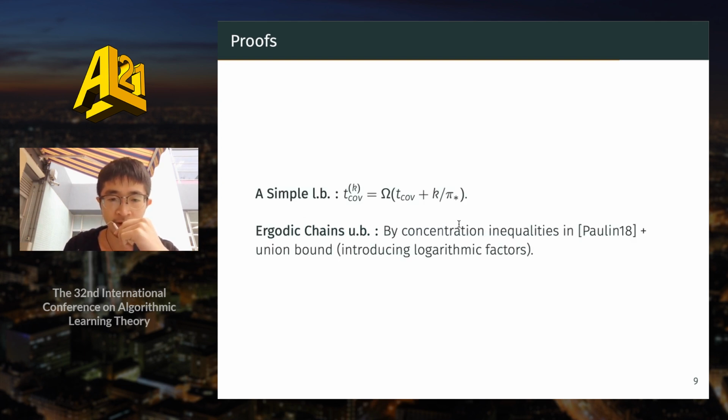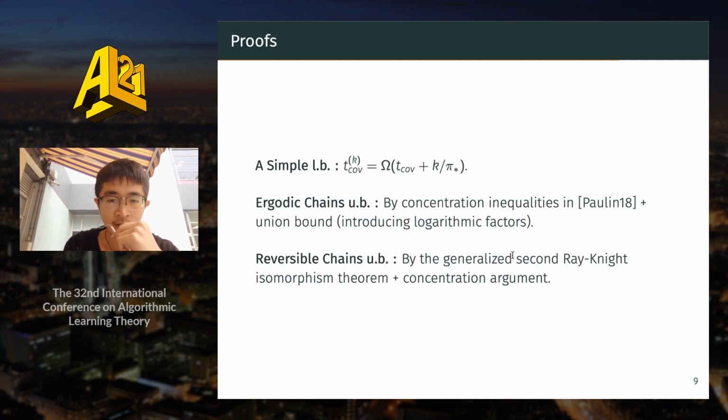For the upper bound, which is the non-trivial part, for ergodic chains, we can use the concentration inequalities by Paulin, and then use some union bound, which introduces logarithmic factors in the upper bound. And for reversible chains, we are able to do something better to shave off the logarithmic factors. We can in fact use the generalized second Ray-Knight isomorphism theorem plus some concentration results for Gaussian processes to remove the log factors.